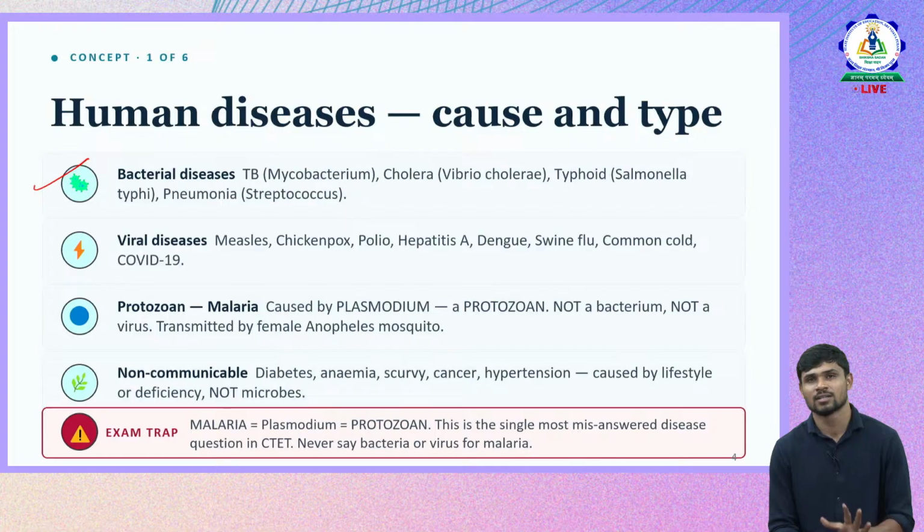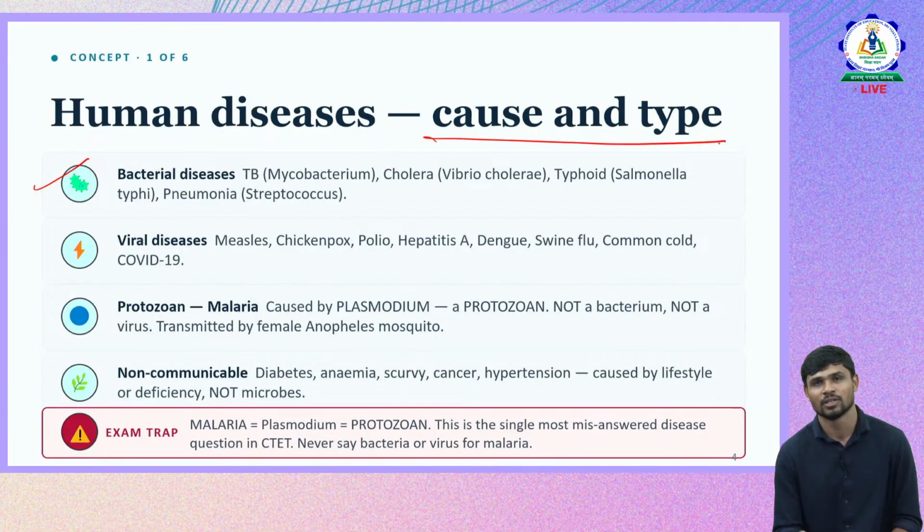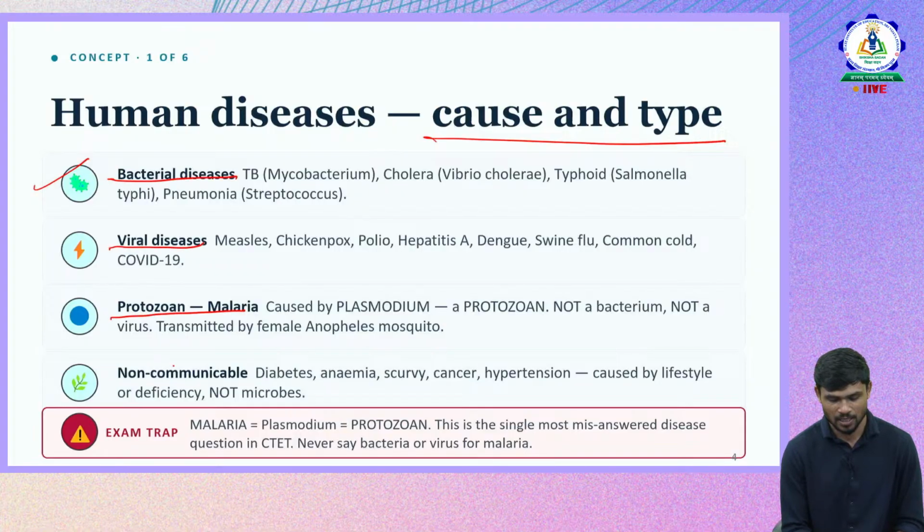We'll also try to list what are bacterial diseases, what are viral diseases, and what are protozoan diseases. These are also factual and memory level questions which frequently appear in the CTET examination. So first let us see the causes and types of diseases, based on the microorganism that is causing them: bacterial diseases, viral diseases, protozoan diseases, and there are non-communicable diseases here. We'll discuss them a little later.